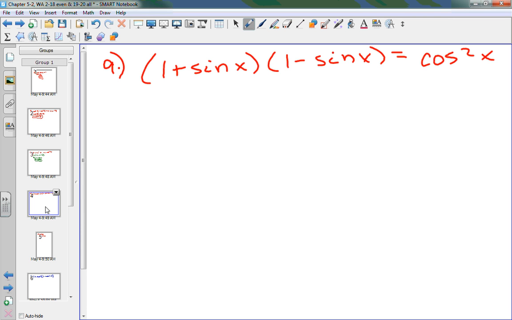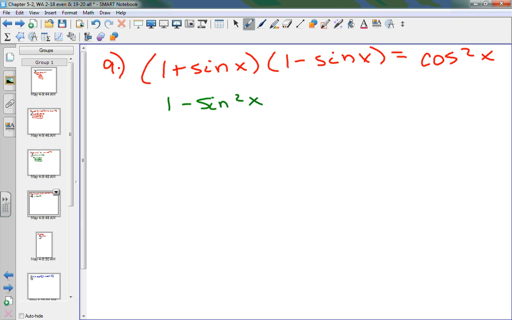Number 9. What's on the right-hand side? Cosine squared of x. Now, we need the left-hand side to turn into cosine. So what should you do? What do you think you would do? FOIL it. Very good. So if I FOIL this, I'm going to have 1 minus the sine squared of x. Why do I have 1 minus the sine squared of x? Because they're conjugates, right? Outer and inner cancel out.